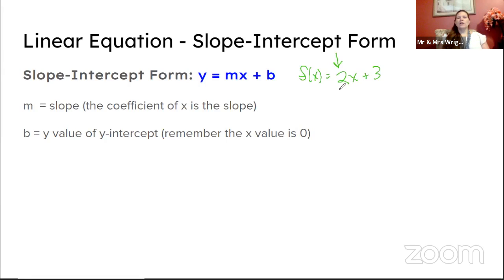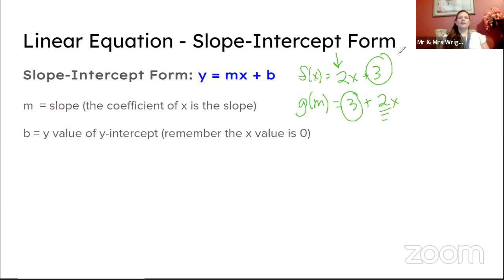It could also be out of order. You can have, let's say, g of m is 3 plus 2x. This is out of order, but the coefficient of the variable is still the slope. Now b is the constant, in this case 3.